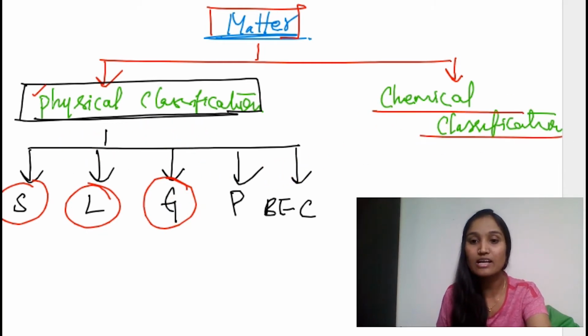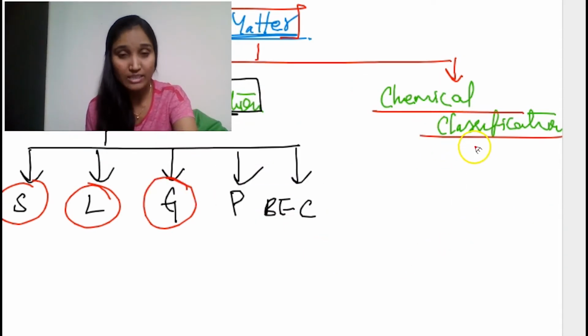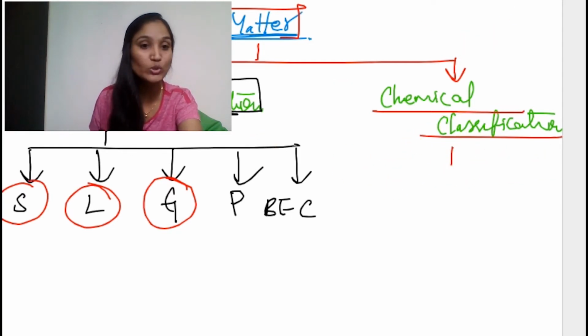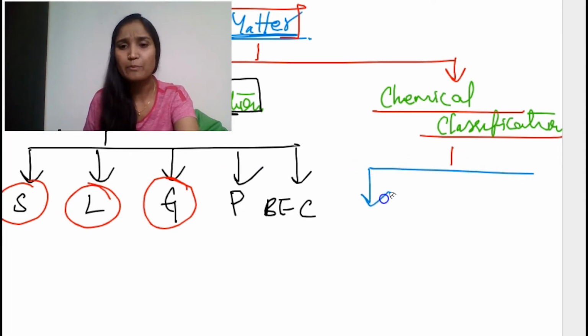And now this chemical classification of matter. This classifies matter based on chemical composition. I told you this in the last video, the immediate last video. This happens based on chemical composition.